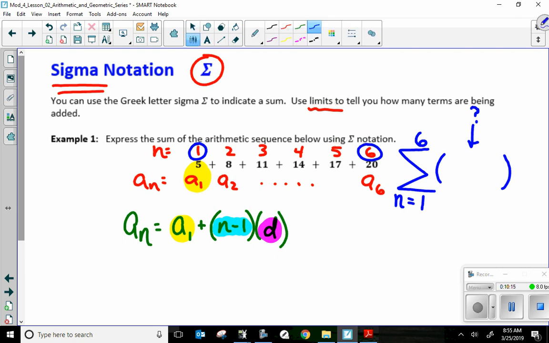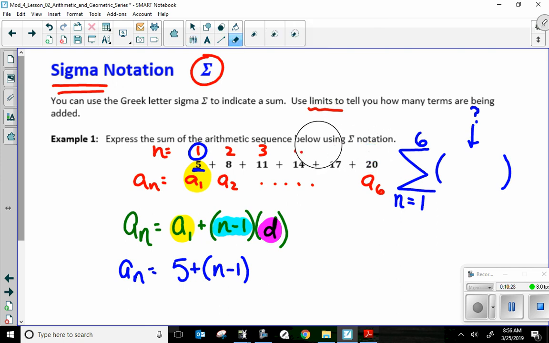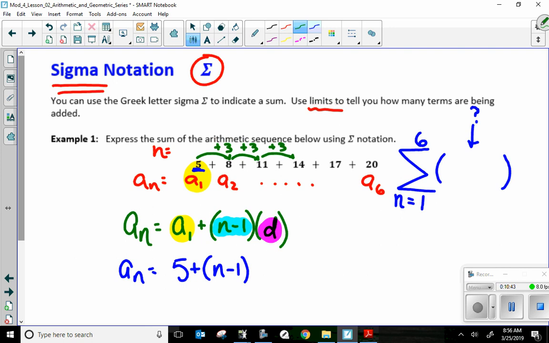Okay? So let's do this. A sub n equals, my first term is 5 plus n minus 1, my common difference. Okay? My common difference is that common number that I'm adding to each term to get to the next one. So, how do I get the 5 to 8? I add 3. 8 to 11, I add 3, and so forth. So my common difference is 3.